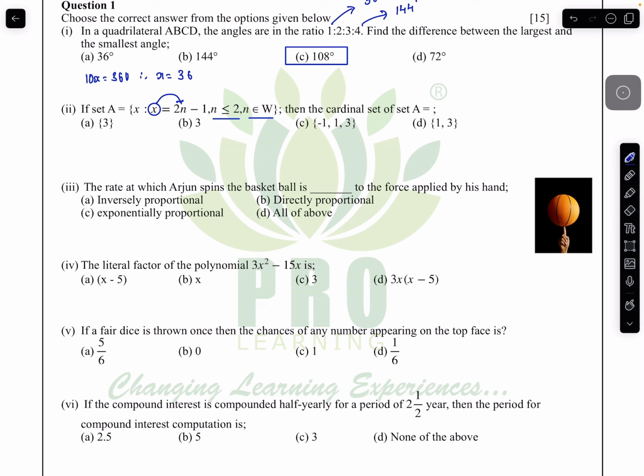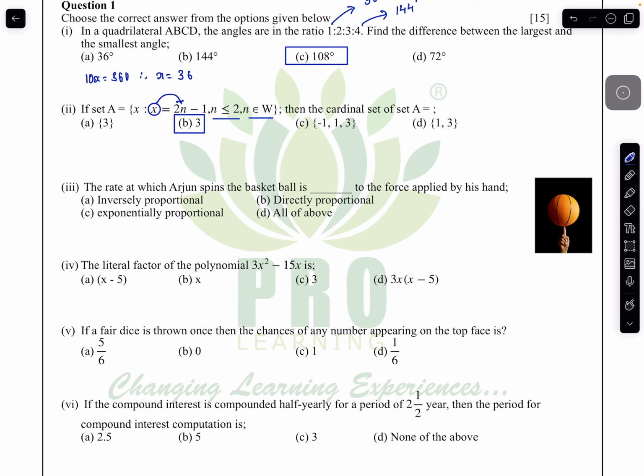So the number of elements in this set is going to be 3, and it is asking us the cardinal number of the set. So here the answer will be just 3. There will be 3 elements in this set. We go to the next one.